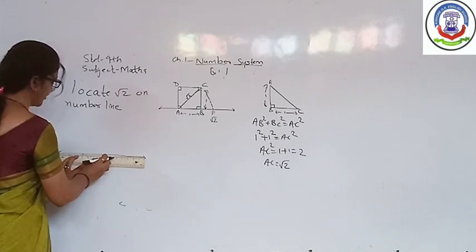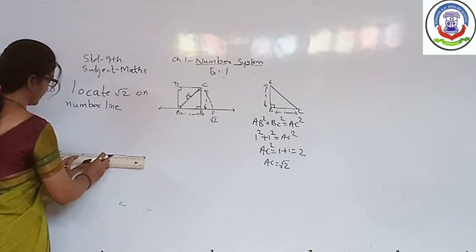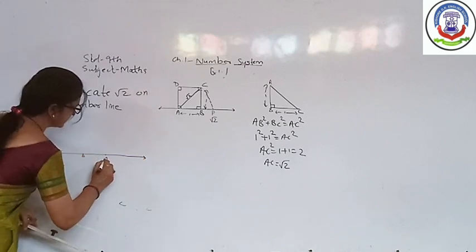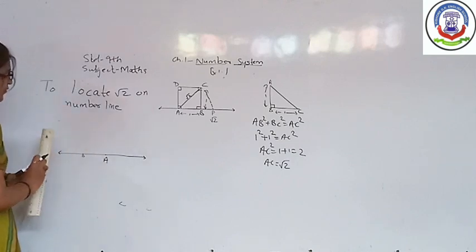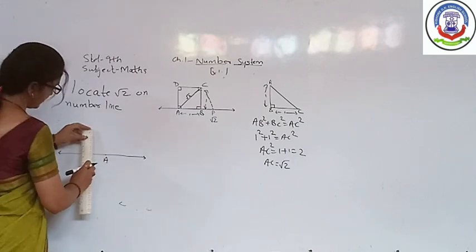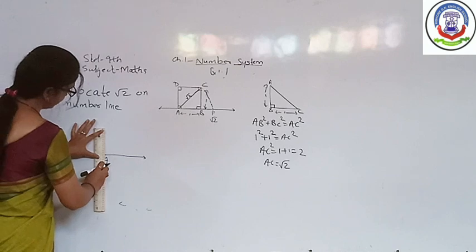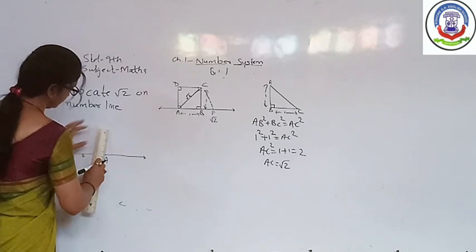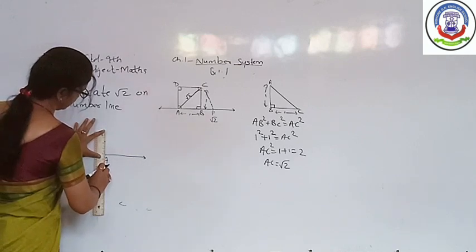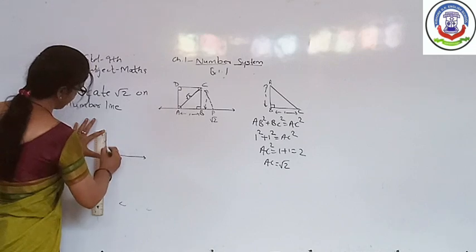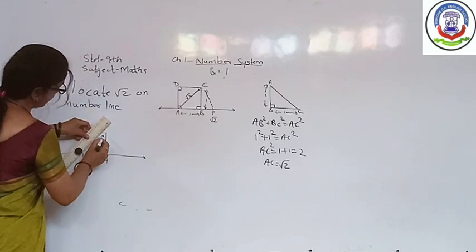O stands for origin. With the help of a protractor, draw the right angle here, or construct a right angle here. Join these 2 points.